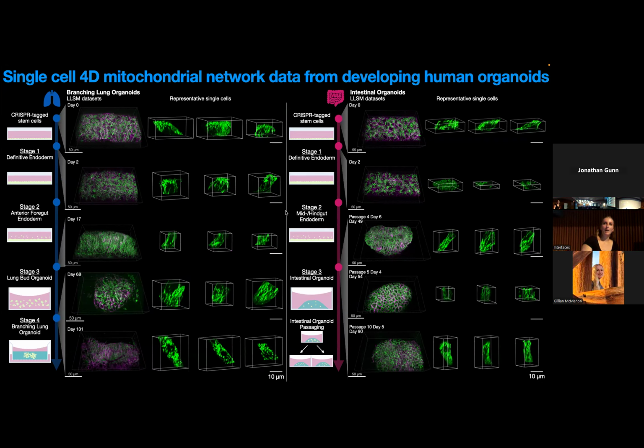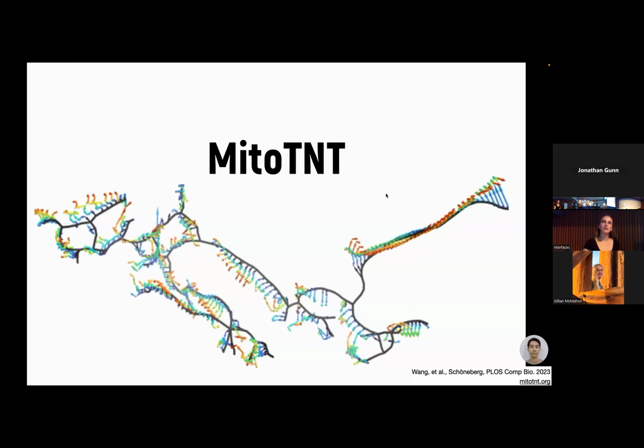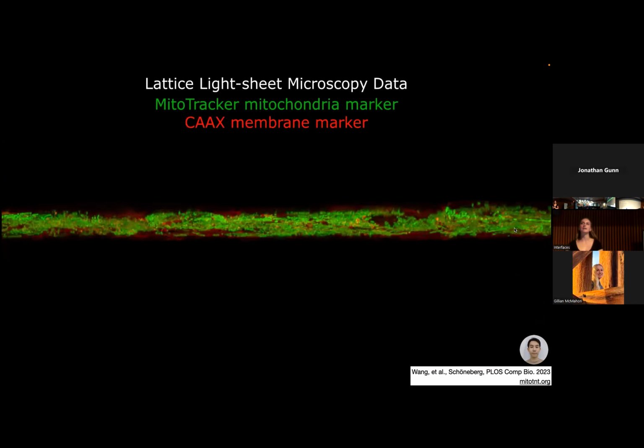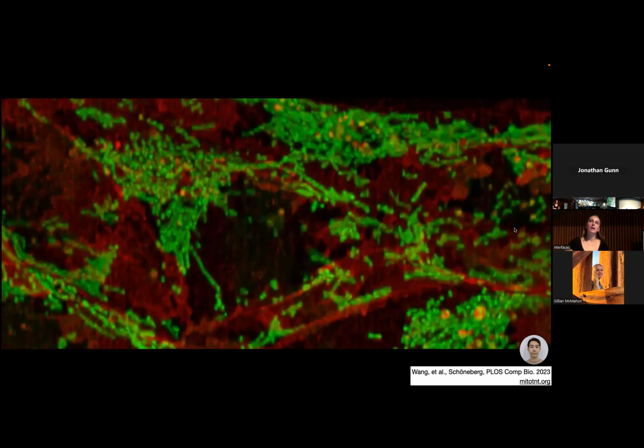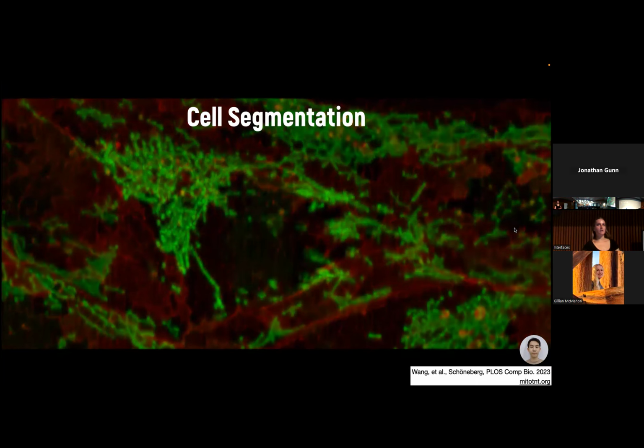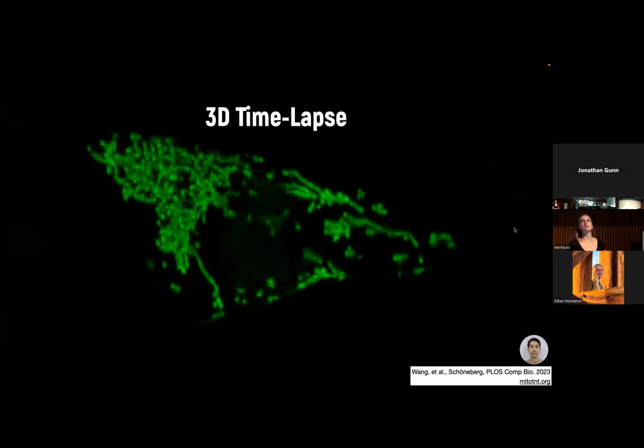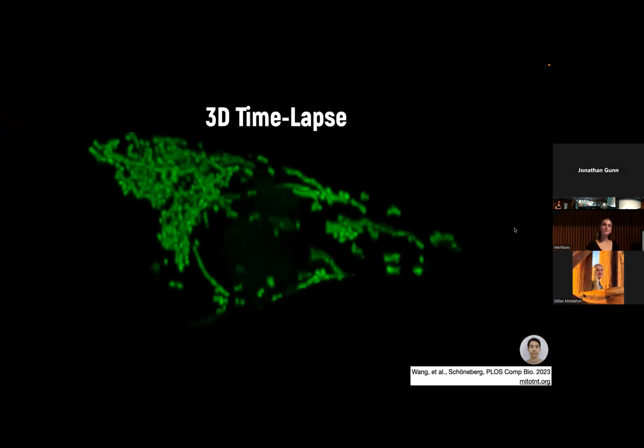So our lab also developed something called MitoTNT, mitochondrial temporal network tracking, which was developed by Zach, who is right there. With MitoTNT, we start with lattice data. Again, we can segment an individual cell, and we have mitochondrial data for each time point.